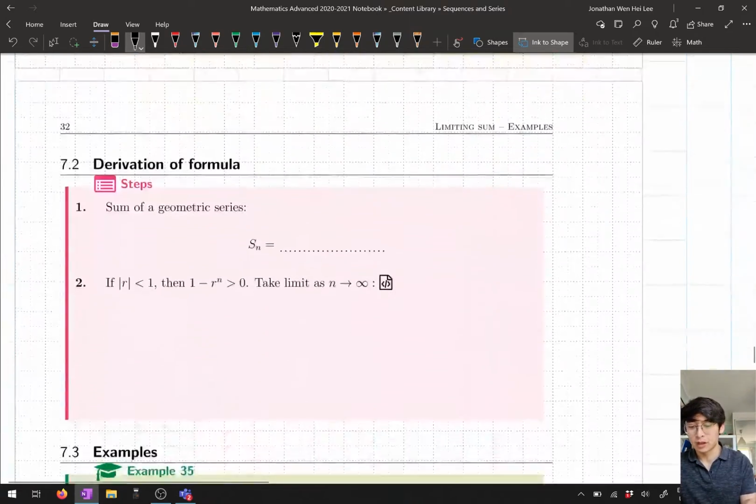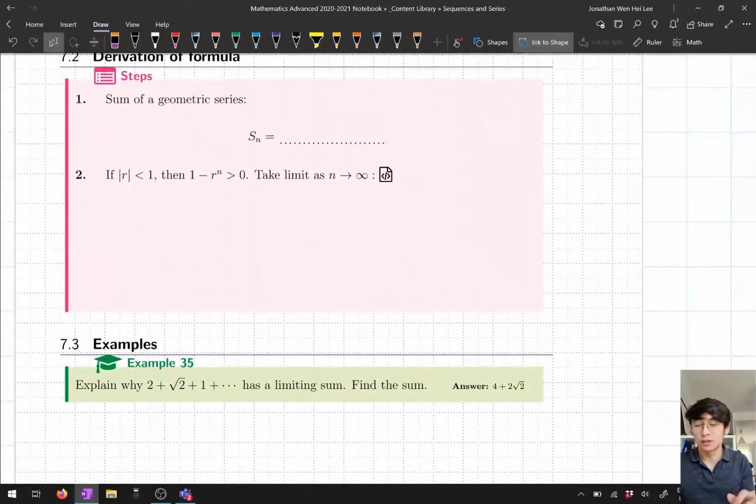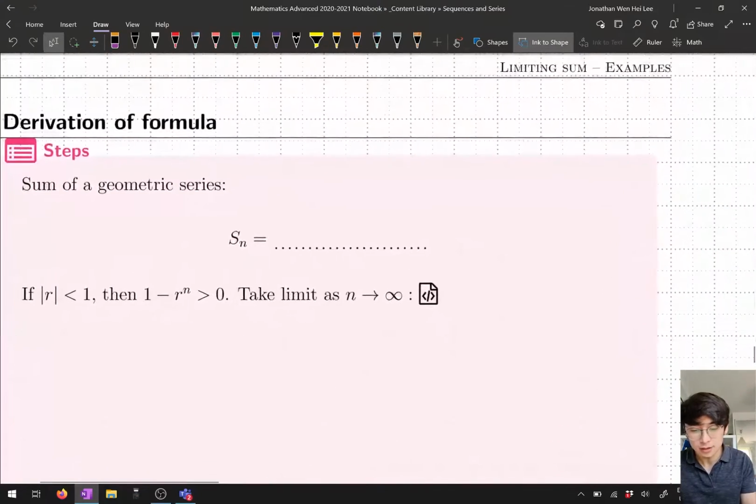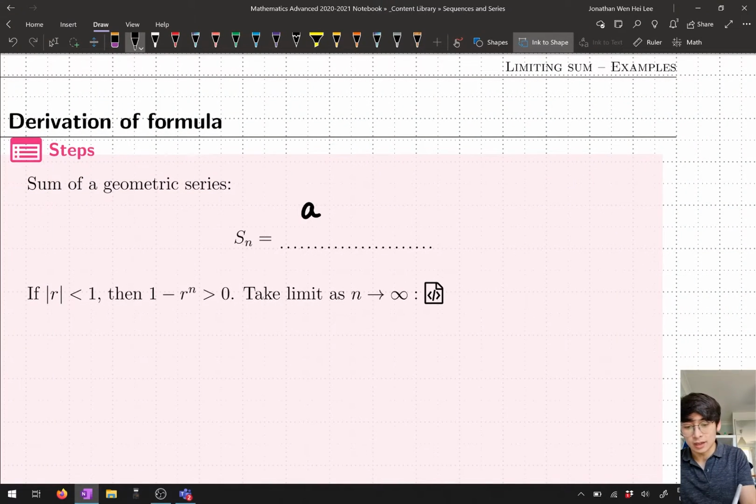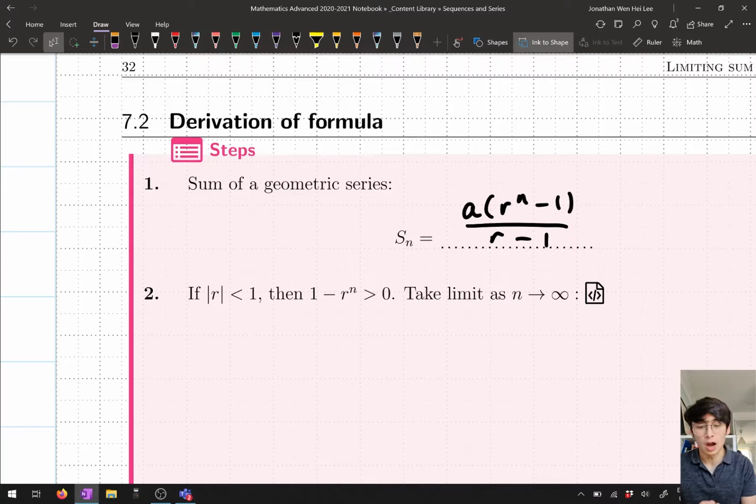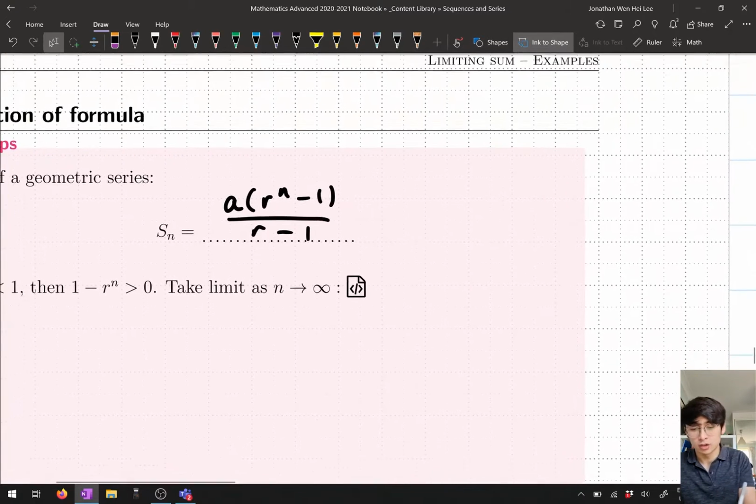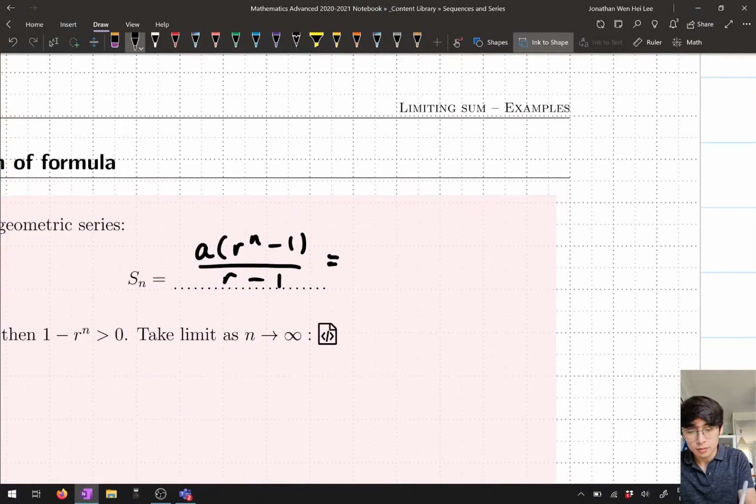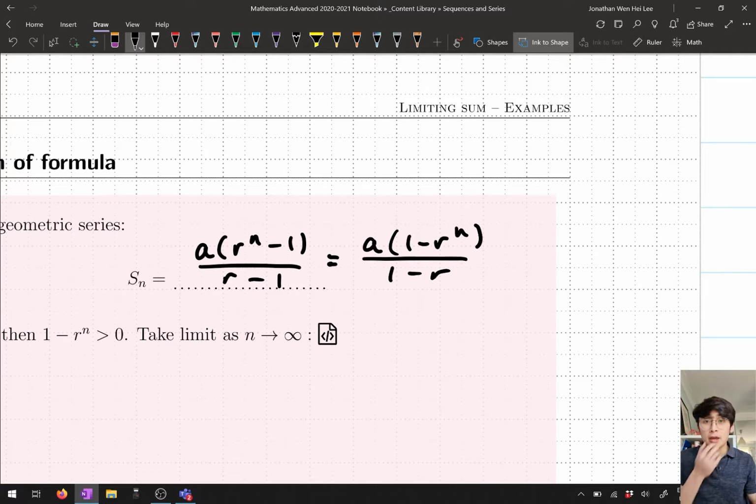Okay. So here, the sum of a geometric series. The reason why this particular formula happens is that the sum of a geometric series, which we said at the beginning, was a times r to the power n minus 1 over r minus 1. And actually here we're going to use the other form, we'll explain why in a moment. So here we're going to have a times 1 minus r to the power n over 1 minus r.